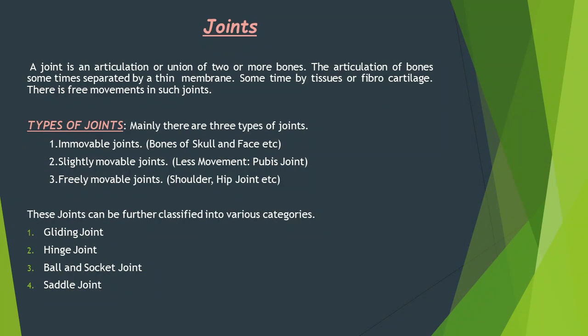Joints. A joint is an articulation or union of two or more bones. The articulation of bones is sometimes separated by a thin membrane. Sometimes by tissues or fibrocartilage. There is free movement in such joints.